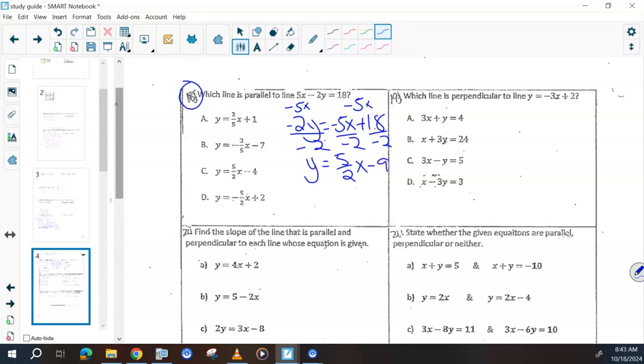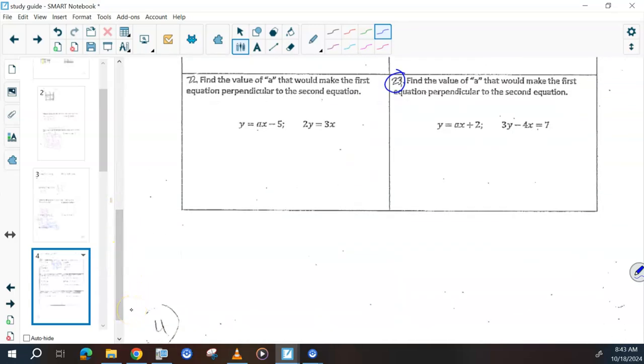Which of these lines has the same slope? C. Questions on that before we do 23? When you're solving it, does the slope have to go before the x? Yeah, put it in y equals mx plus b. Okay.